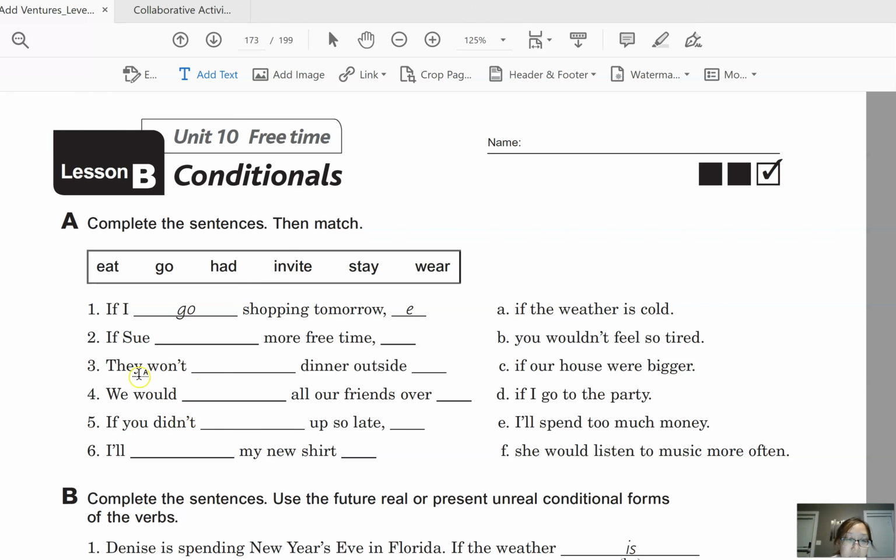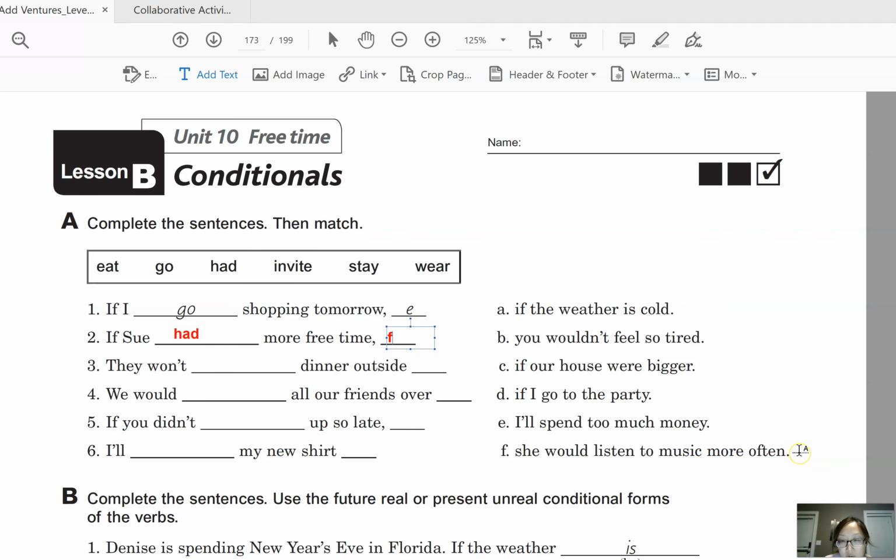Okay, so let's look at number 2. If Sue had more free time, and the answer is she would listen to music more often. And this is a present unreal conditional, okay, which actually has the same form as a future unreal conditional. So in this case, if Sue had more free time, she would listen to music more often.